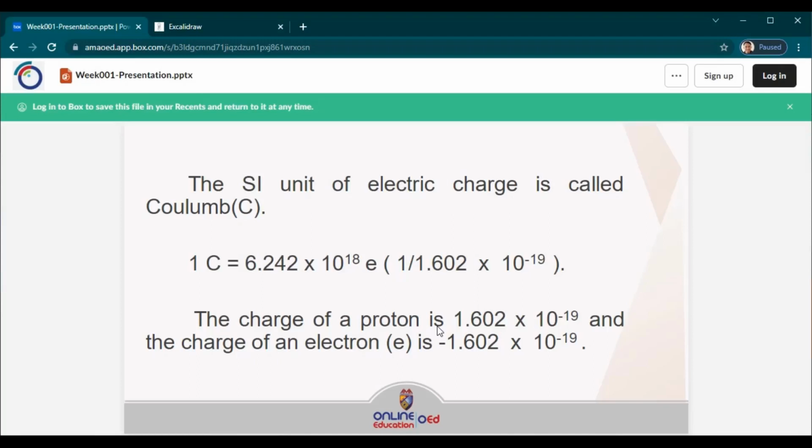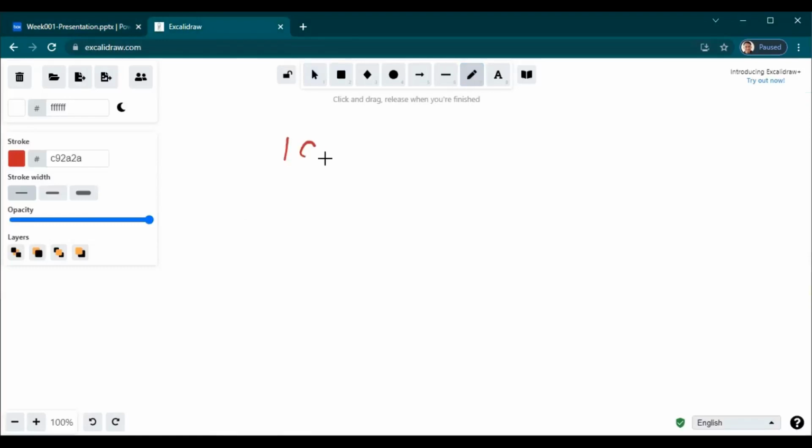coulomb. Okay, so 1 coulomb is equal to 6.242 times 10 raised to 18 electrons. That's how many electrons it takes for us to have 1 coulomb. So, 1 coulomb is equal to 6.242 times 10 raised to 18 electrons.